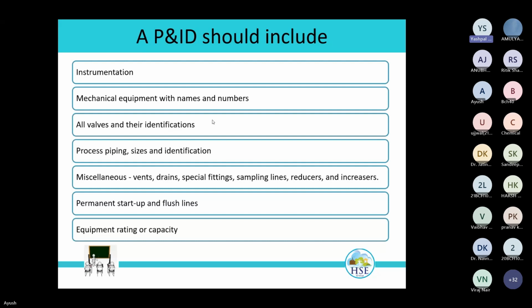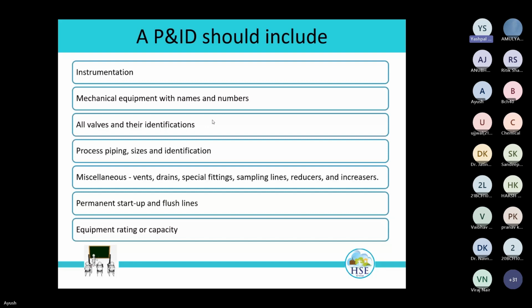Miscellaneous things we give in the P&ID like vents, drains, special fittings, sampling lines, reducers, increasers, a lot of things we can represent in the P&ID. So for each and everything we have to define the legends. Standard legends are also there, otherwise we can use company-defined legends also. So through these legends we can give a lot of information in P&ID.